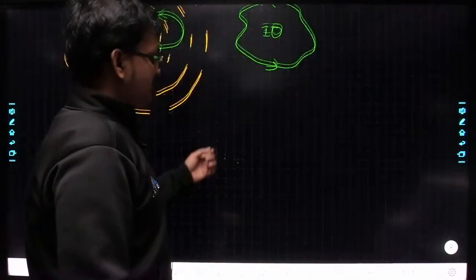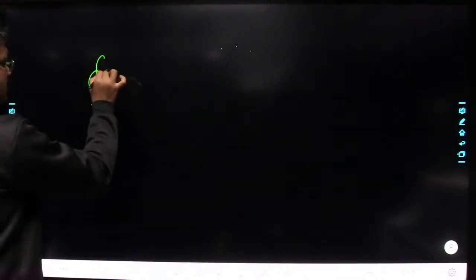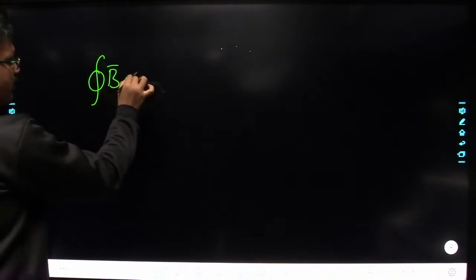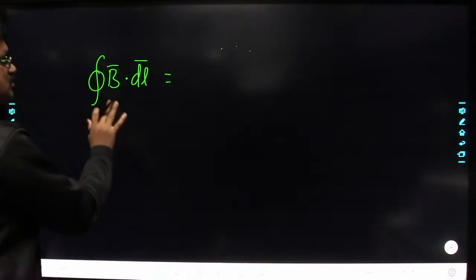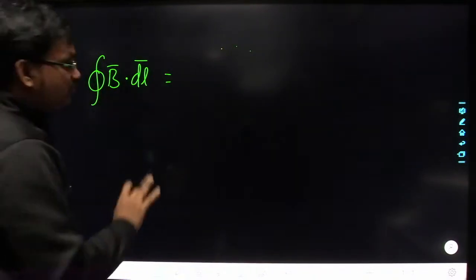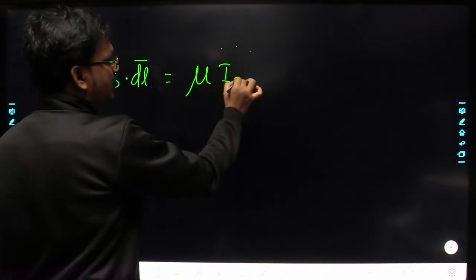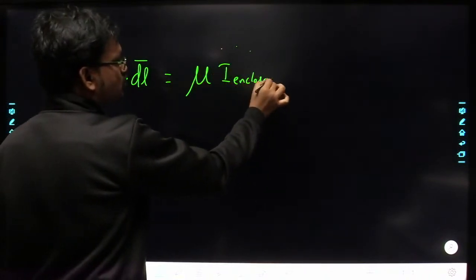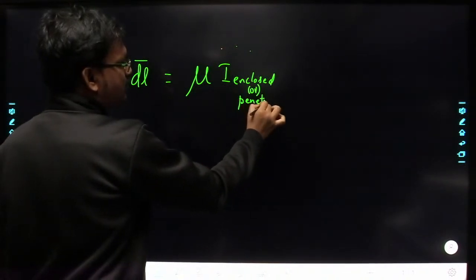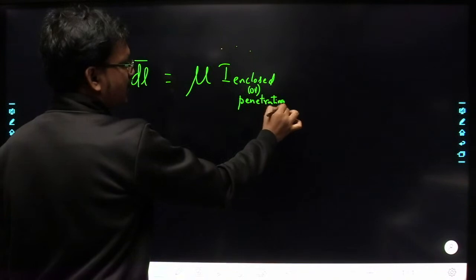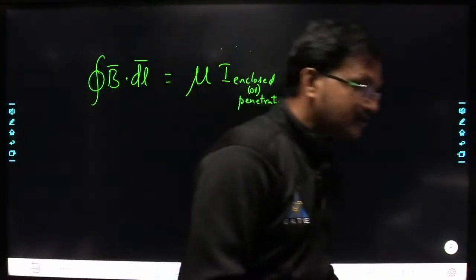So what Ampere's law is saying here is, if you are having any circulation of B field around any closed loop, what is causing this circulation is equivalent to mu times the current enclosed by that closed loop, or you can say the current penetrating through the surface that is enclosed by the closed loop. So both mean the same here, right?